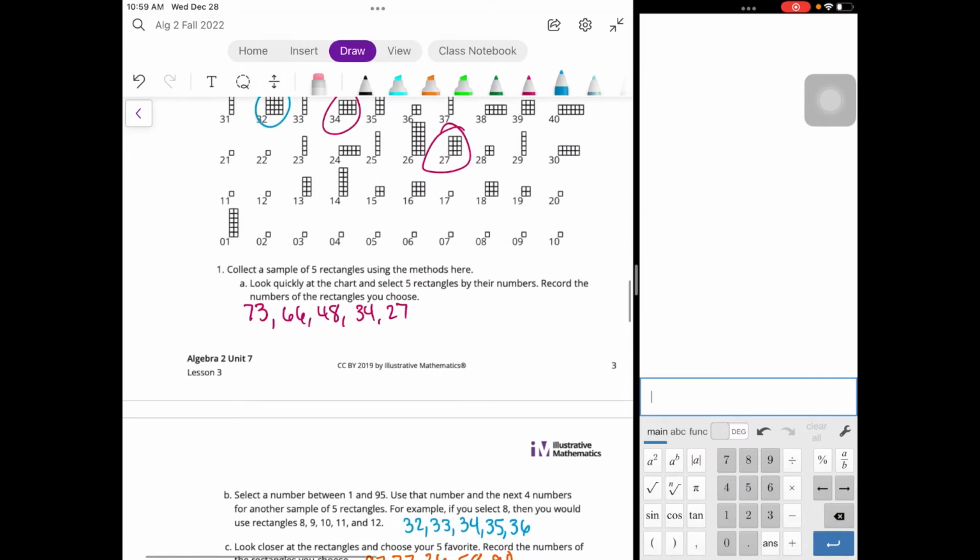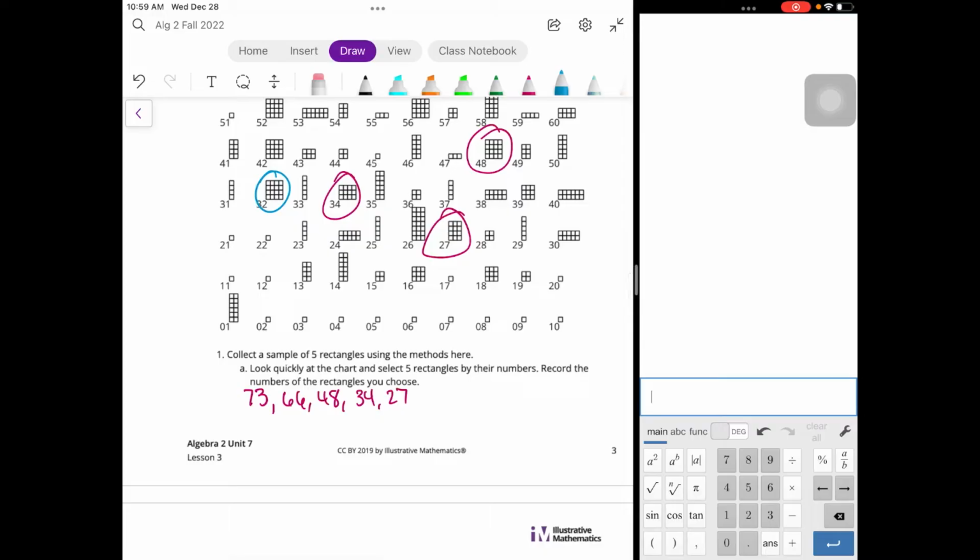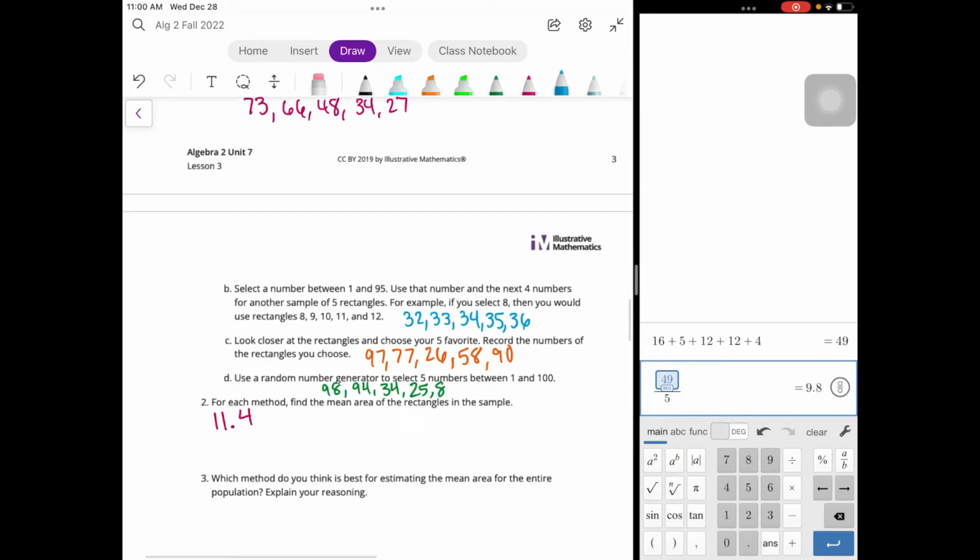All right, the second one, we had 32, which is a 4x4, so 16. 33 is 5. 34 is 12. 35 is another 12. It's a 2x6. And then 36 is 4. And then we're dividing that by 5. Answer divided by 5. And that was 9.8.